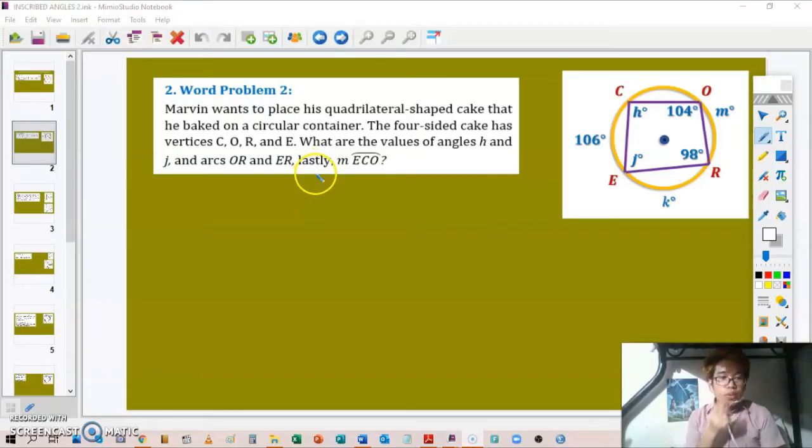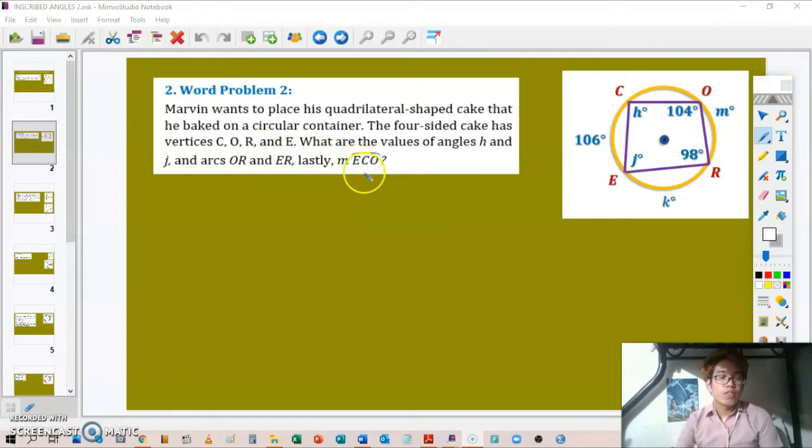Okay, so continuing with our word problems involving inscribed angles, we have here our second problem. Marvin wants to place his quadrilateral-shaped cake that he baked on a circular container. The four-sided cake has vertices C, O, R, E.